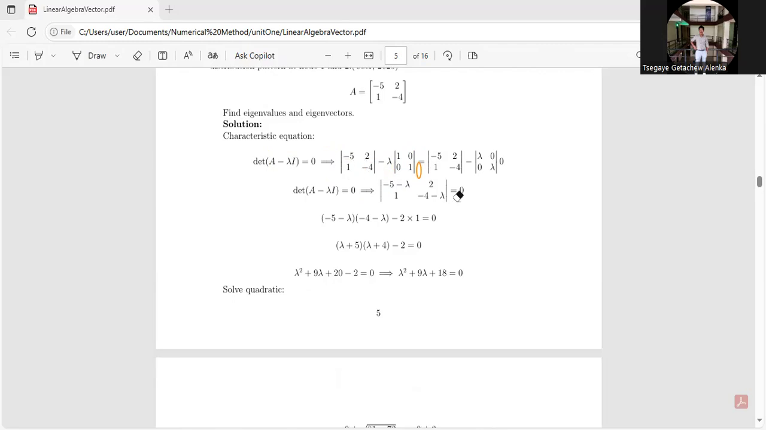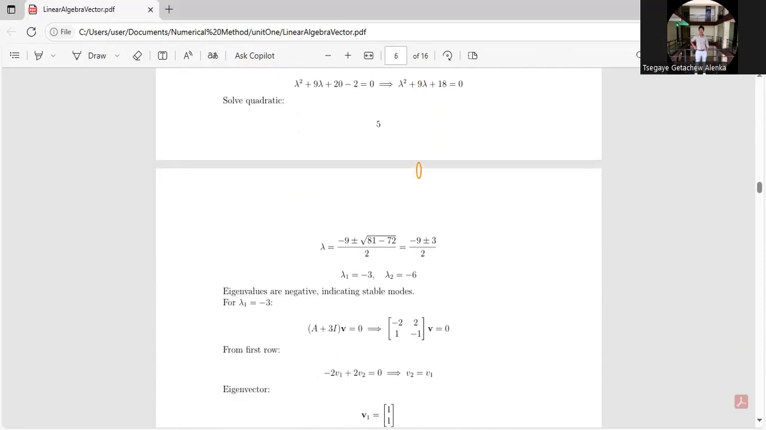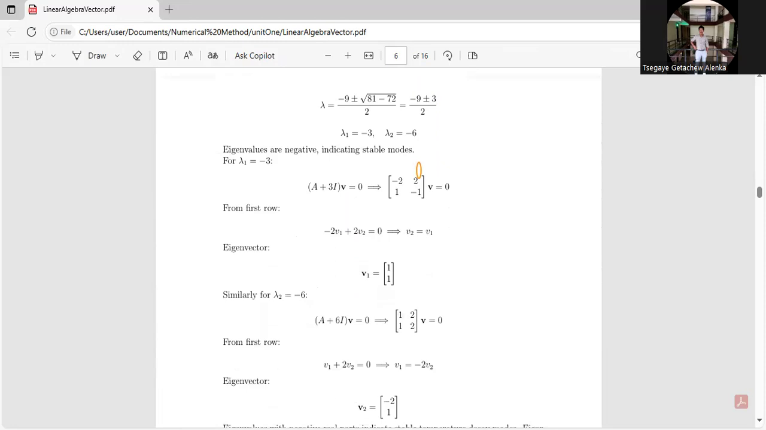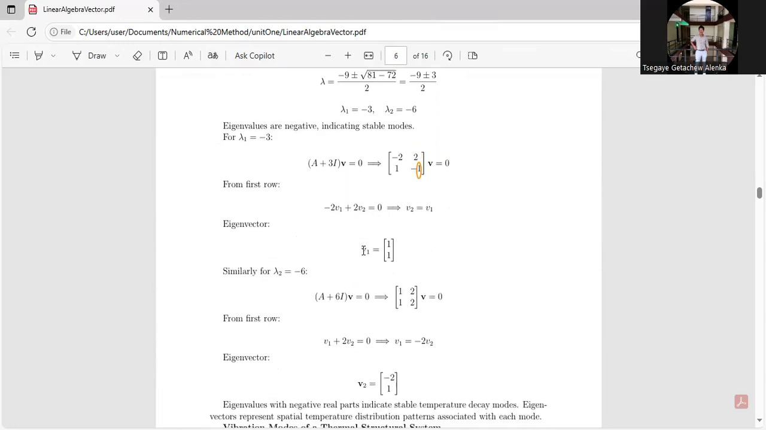Recall matrix multiplication and the steps in the equation seen. This results in the characteristic eigenvalue equation of the form lambda squared plus 9 times lambda plus 18 equals 0. The values of lambda are negative, with a couple of vectors or arrays corresponding to each lambda. The first real part, vector 1, v1 positive, implies a stable thermal mode. You may also see examples in the reader. Thank you.